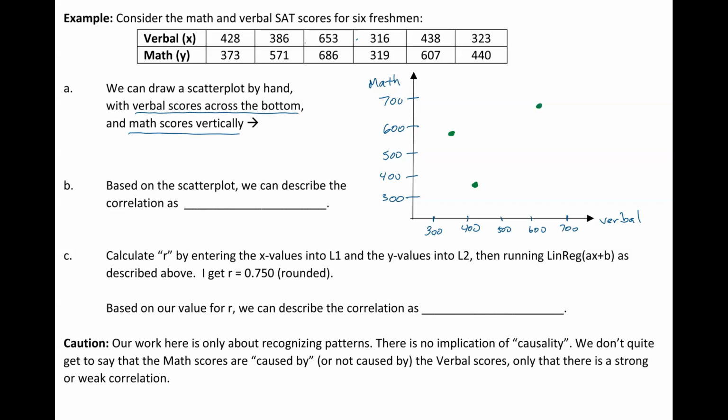Do your best. And then 316 is matched with 319. Both of those numbers are just a little over 300. 438, less than halfway, matched with 607, pretty much right there at 600. And then 323 matched with 440. So that's almost halfway between 400 and 500. So something like that might be our scatter plot, and that's going to be good enough, right?